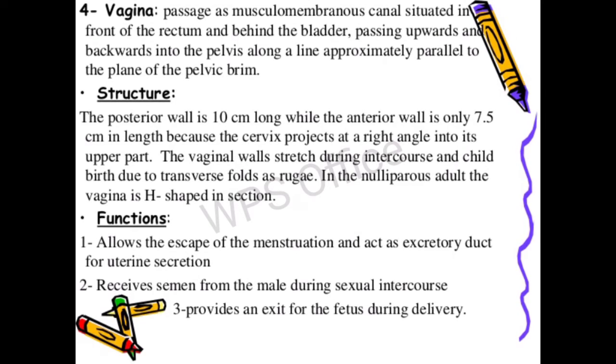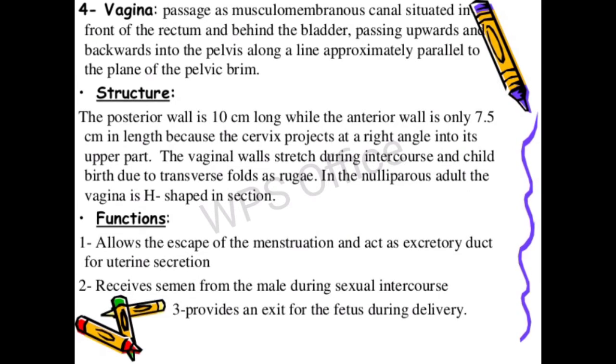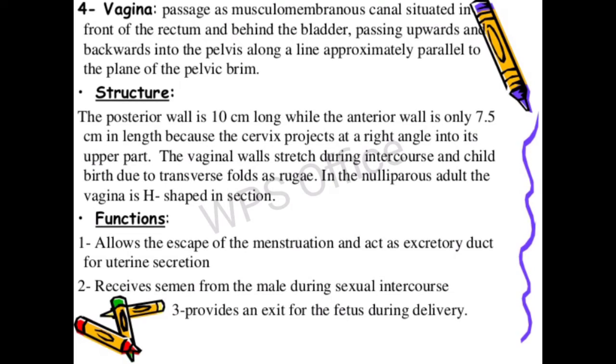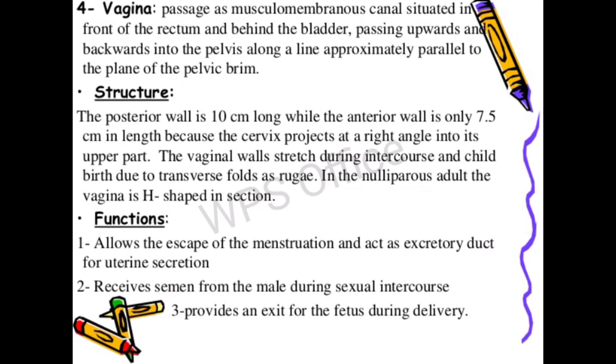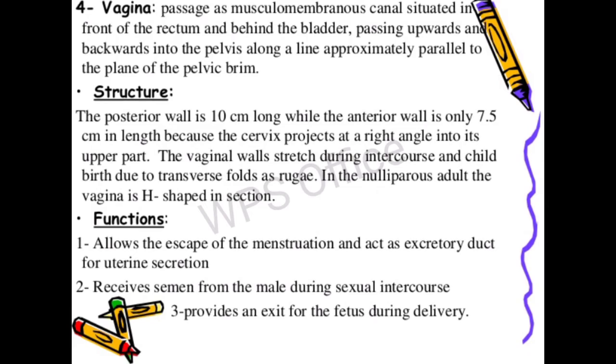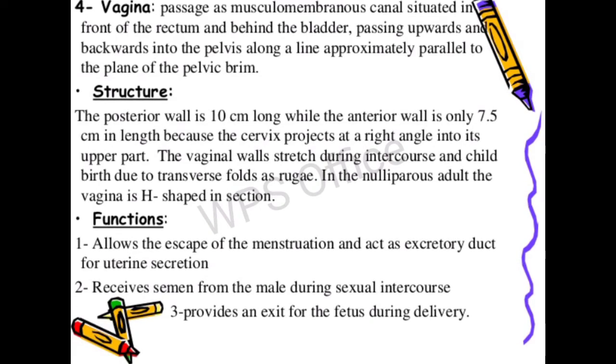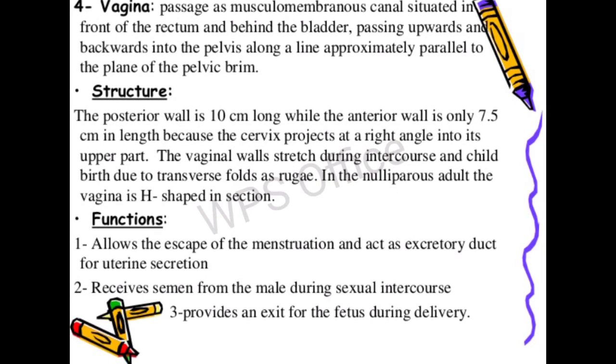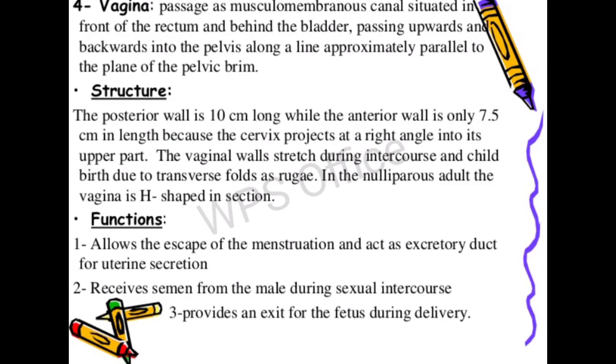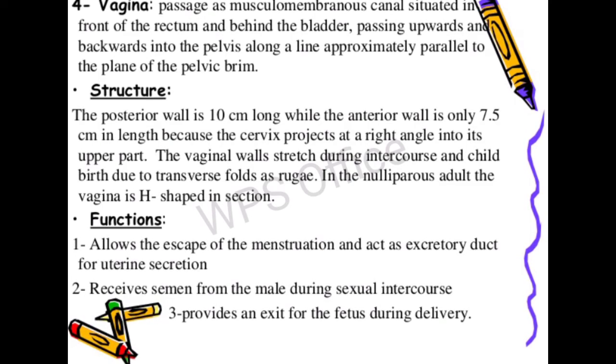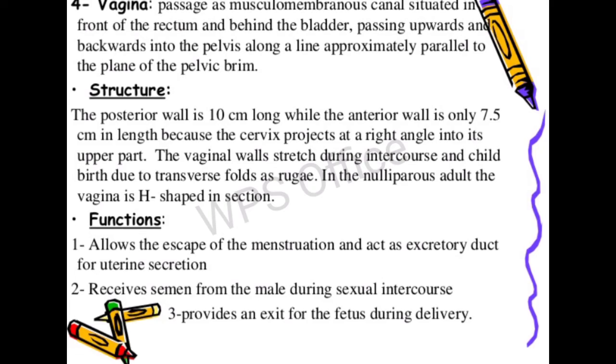Then next is the vagina. The vagina is a passage which acts as a musculomembranous canal situated in front of the rectum and behind the bladder, passing upward and backwards into the pelvis along a line approximately parallel to the plane of the pelvic brim. So this vagina will continue upwards with the cervix.